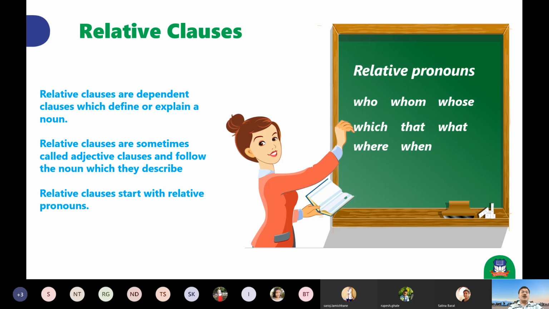So relative clauses start with relative pronouns. Relative clauses start with relative pronouns. This who, whom, whose, which, that, what, where, when. With these pronouns, the relative clauses start. Okay. So students, did you note them down? Yes, sir. Yeah. Yes, sir. Good.